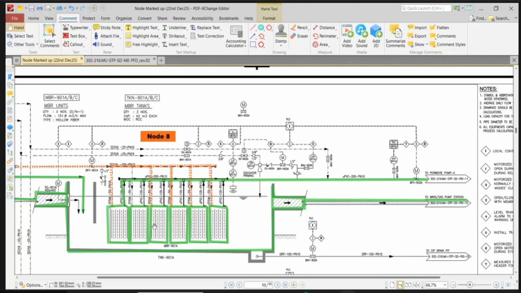Any one of this or many of this gets blocked, so there is high level here because this is coming by gravity, and low flow here. Low flow permeate, right?